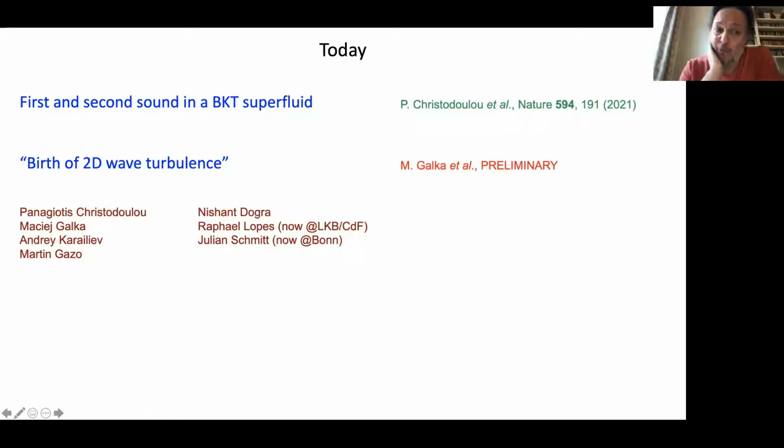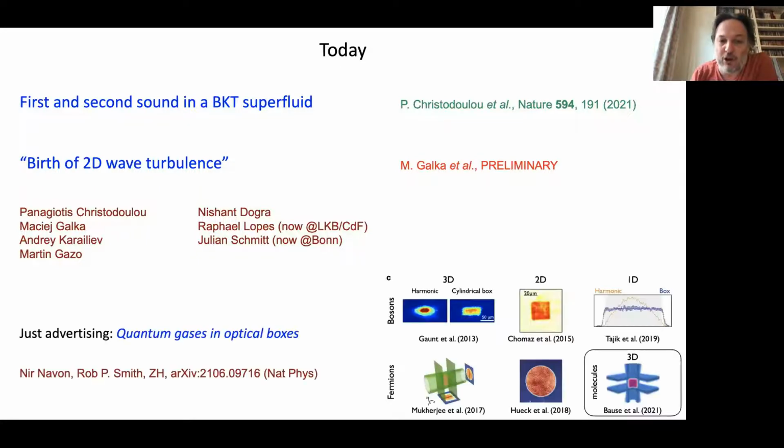For both of these stories, it is essential that the gas is homogeneous, so there's no harmonic trap, just like in Emmanuel's talk this morning. I saw in the chat that Jörg is also saying that for his new generalized hydrodynamics experiment, it's also essential for many modern experiments. This is quite important, but I'm not going to go much into technical details of box traps.